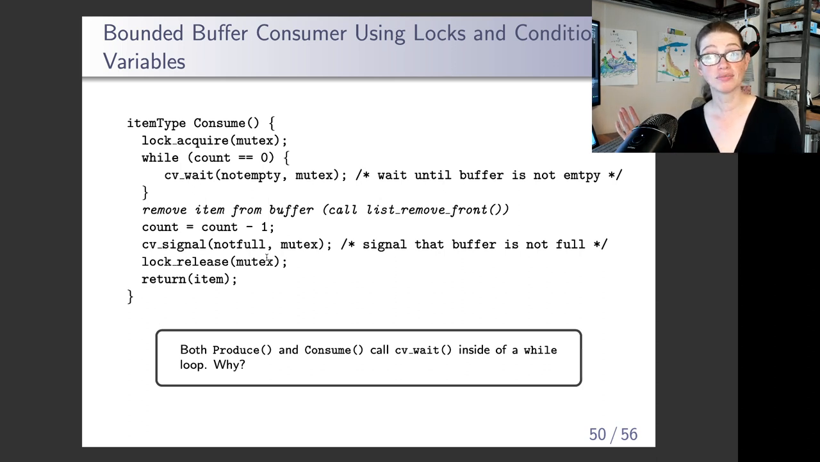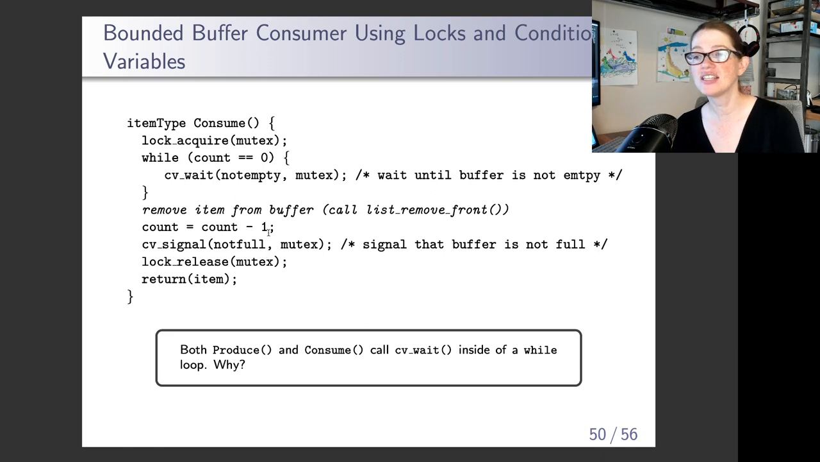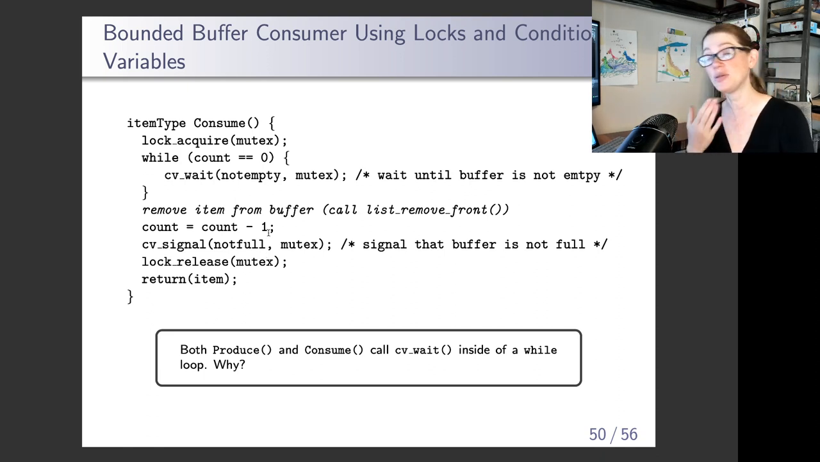So there you go. That is another way that we can solve producers and consumers. Now, my preference is to use semaphores. I much prefer the semaphore solution to the condition variable solution.